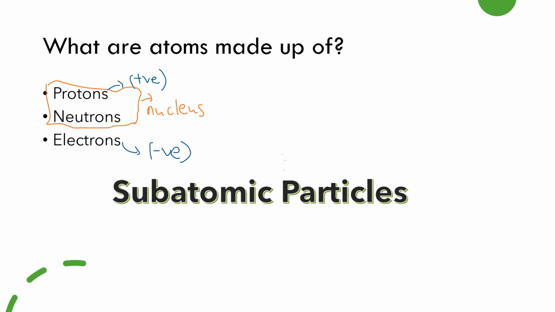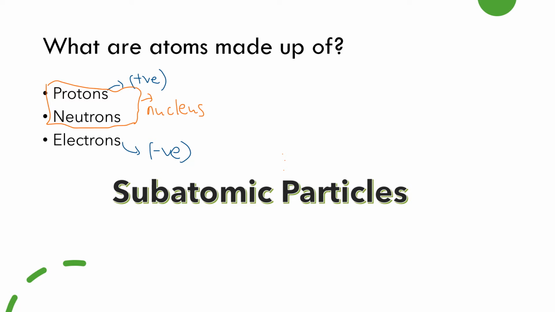Protons and neutrons are in the center of an atom. They're tiny and extremely dense. Protons and neutrons are packed tightly together in the center, called the nucleus. The nucleus is positively charged because the protons are positive, while neutrons are neutral.